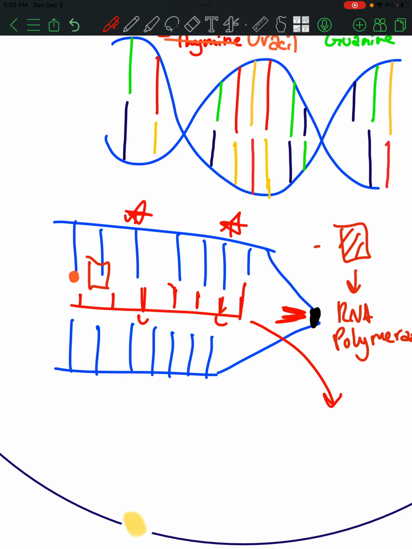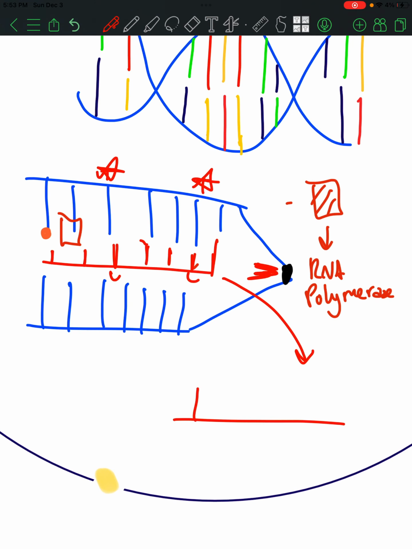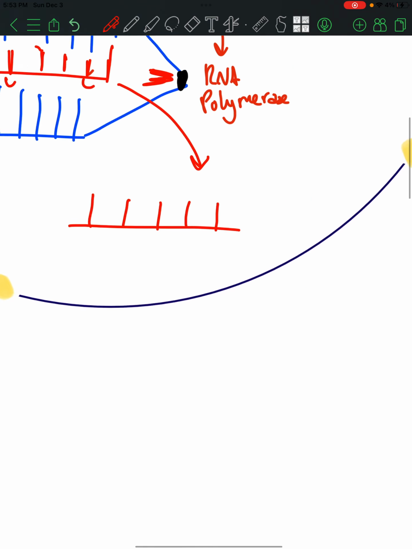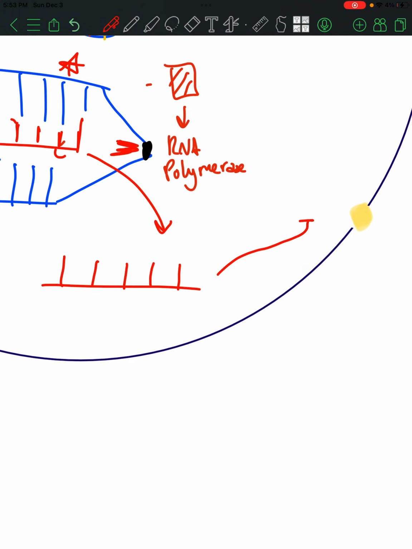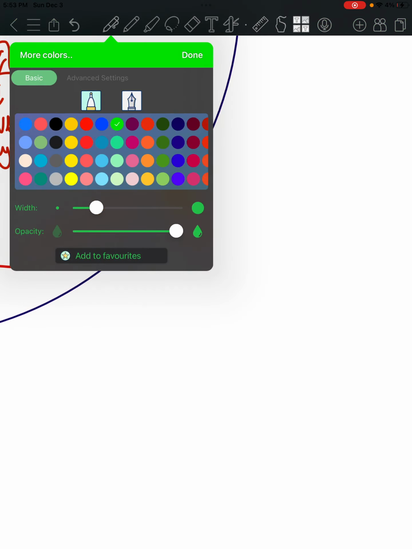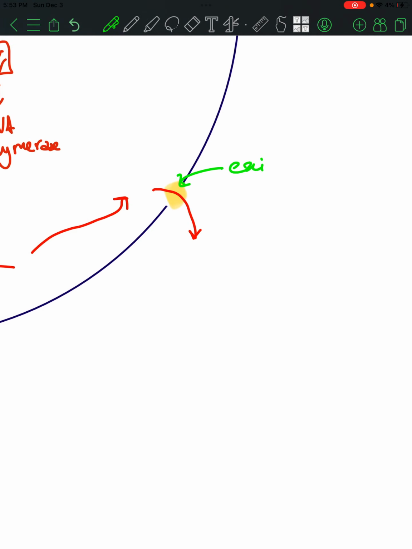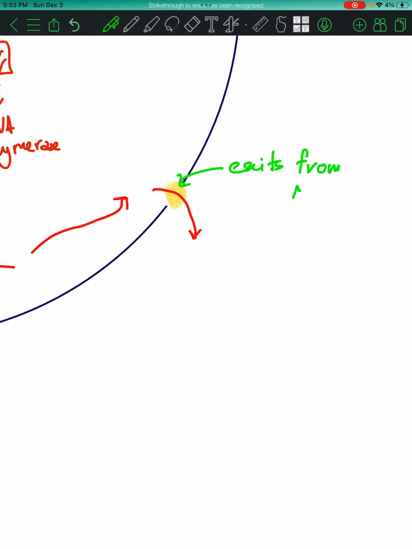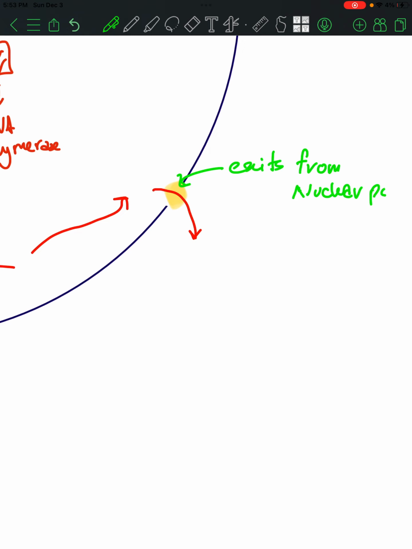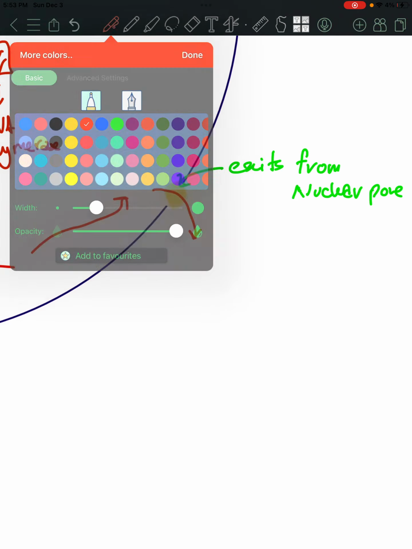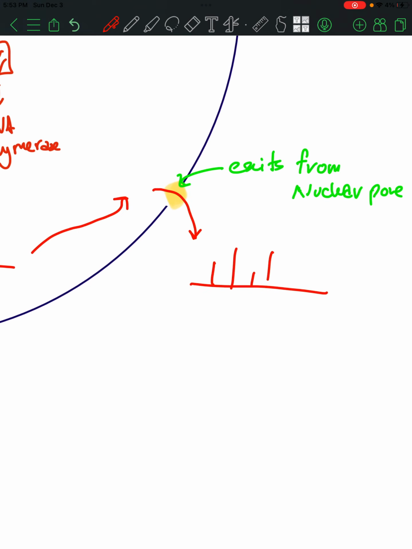It's only single-stranded, right? So what's happening is we're just going to have this left. So let's say this is our RNA. These lines are nitrogenous bases. This is the sugar phosphate backbone. What happens is this is now unprocessed. Unprocessed basically means this RNA has not been turned into a protein. And what happens is it exits out of a nuclear pore. So I'm just going to write that down real quick. Exits from nuclear pore.